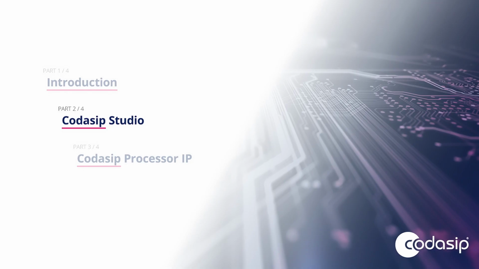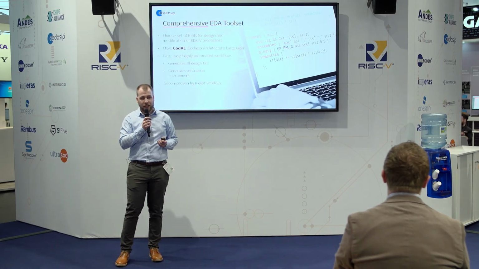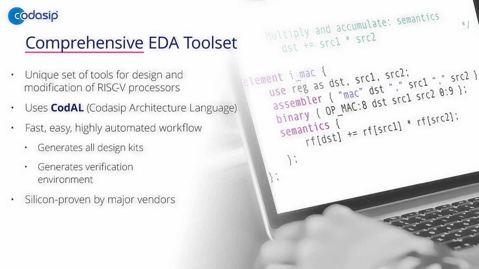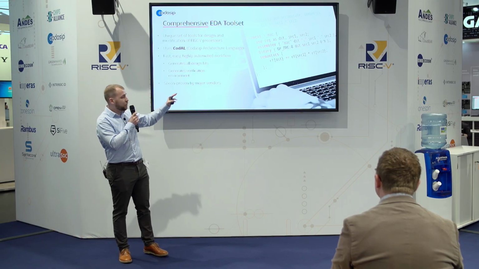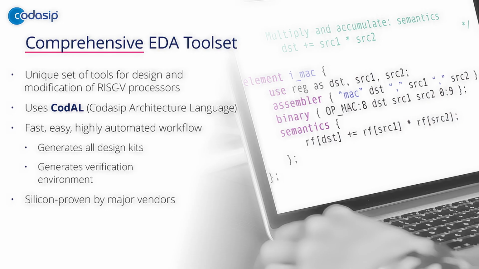The first product I would like to talk about is Codasip Studio. Codasip Studio is a set of tools designed to design RISC-V processors or to customize them. The whole process is based on our own architecture description language that we call CODAL. The language syntax is based on C, which is quite familiar to most programmers. You can see a snippet of the code here in the slide. This small bit of code is the representation of a multiply accumulate instruction in the CODAL model.